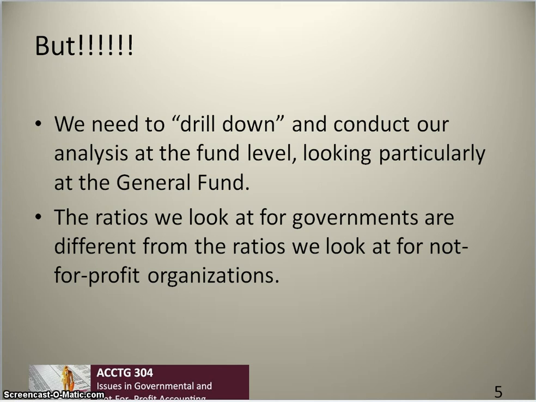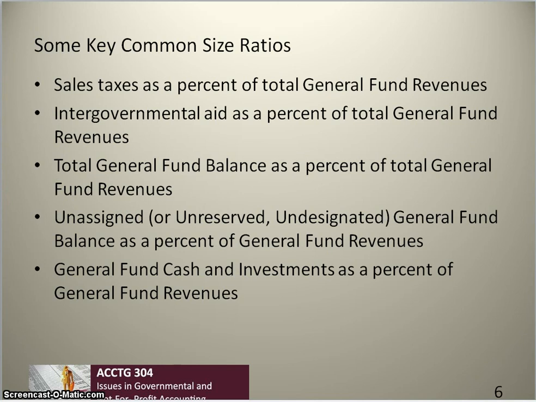Second, the ratios we look at for governments are different than the ratios we look at for not-for-profits. We'll see this most particularly when we look at the debt ratios. First, some common size ratios. The first two of these, sales taxes as a percent of total general fund revenues and intergovernmental aid as a percent of total general fund revenues, are common size ratios that come from the income statement.